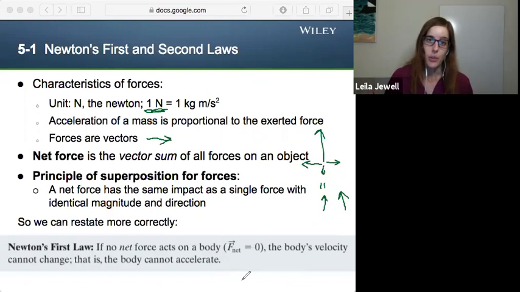So this gives us a restatement of Newton's first law that's a bit clearer. That says if there's no net force acting on a body, if F net is equal to 0, or that's a vector sum, then the body's velocity cannot change. That is, the body cannot accelerate. So this is a good thing to keep in mind. Whenever we notice that there's no net force, that will tell us there's no acceleration, and vice versa. So that will allow us to solve for a number of different things.